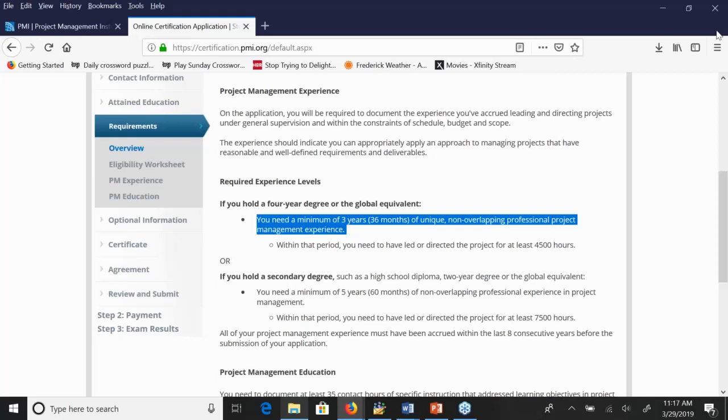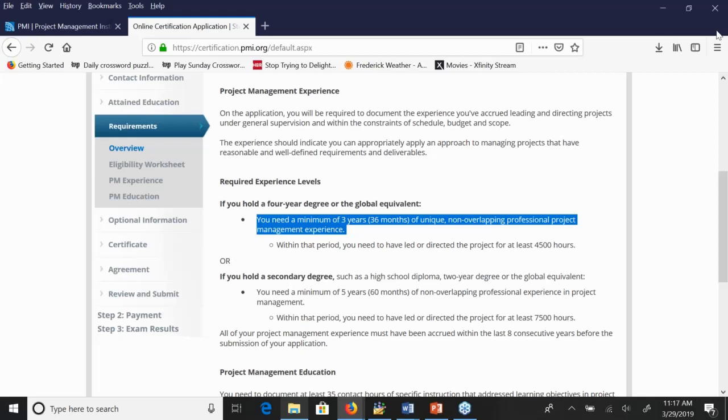Now, how many months experience do you have in 2018? You had Project A and Project B. How many months experience do you have in 2018? It's a trick question. You still only have 12 months. This is when they're talking about unique non-overlapping experience. When they're talking about that, that's what they mean.